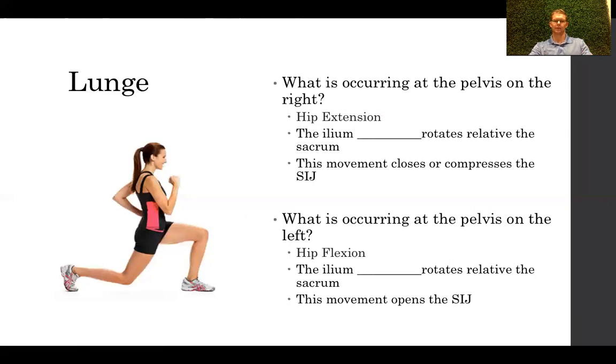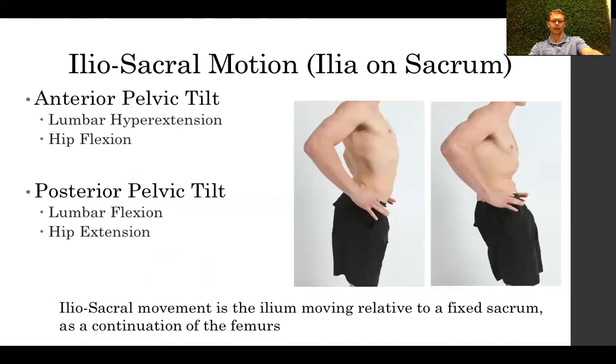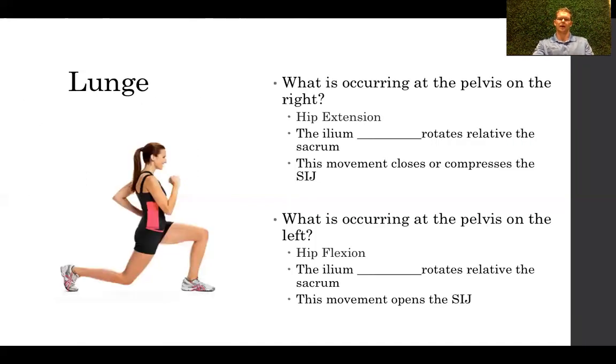I need to clarify something here though, because if we look at this side, if someone is going into an anterior pelvic tilt, that's associated with hip flexion, but they're different requirements of the movement, and that's why they look differently here. So this person on the right side, they're going into hip extension, but that hip extension is causing a relative anterior rotation of the ilium.